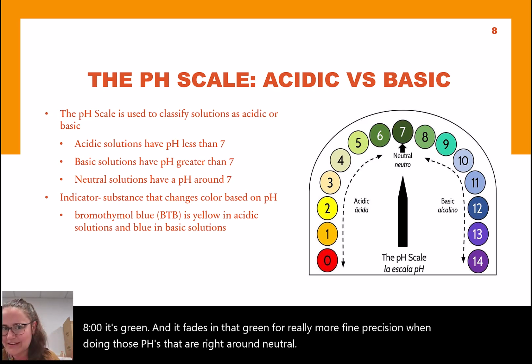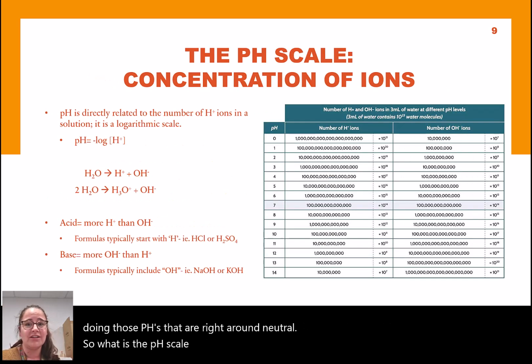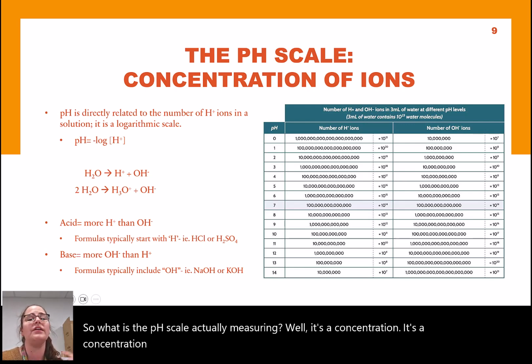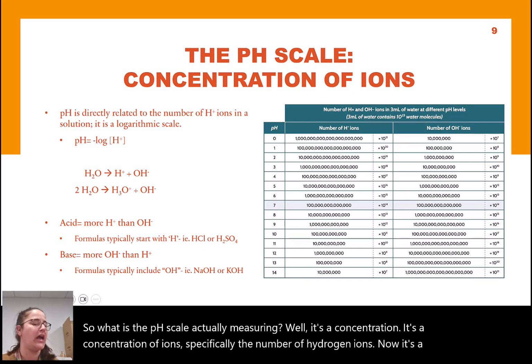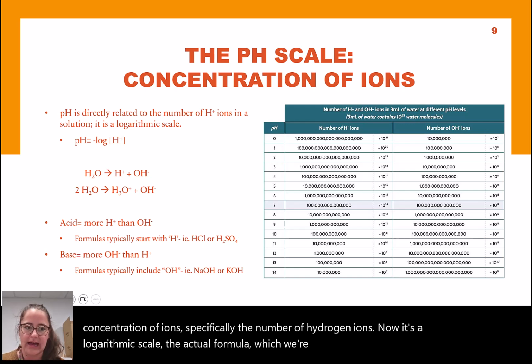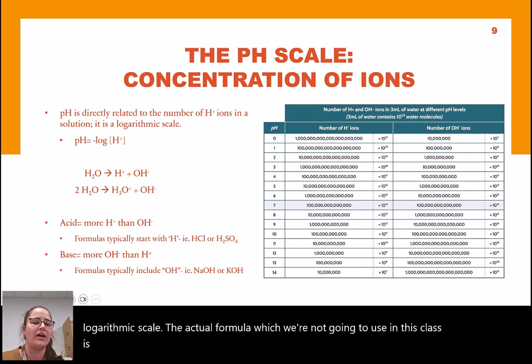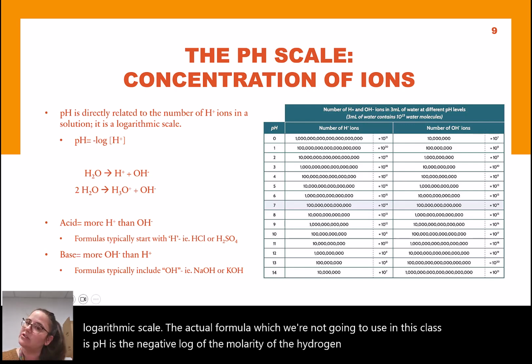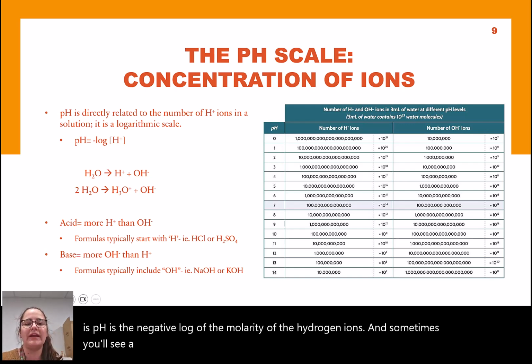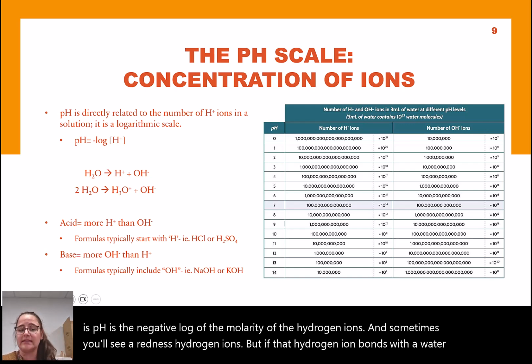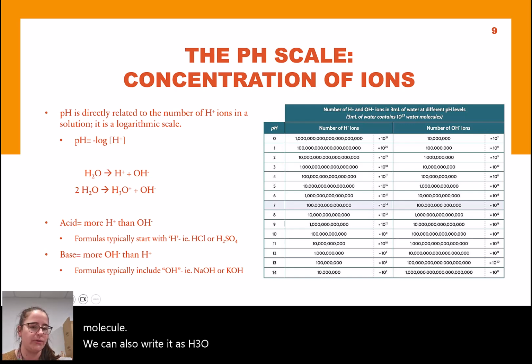So what is the pH scale actually measuring? Well, it's a concentration of ions, specifically the number of hydrogen ions. Now, it's a logarithmic scale. The actual formula, which we're not going to use in this class, is pH is the negative log of the molarity of the hydrogen ions. Sometimes you'll see it written as hydrogen ions, but if that hydrogen ion bonds with a water molecule, we can also write it as H3O+. These two are used kind of interchangeably.